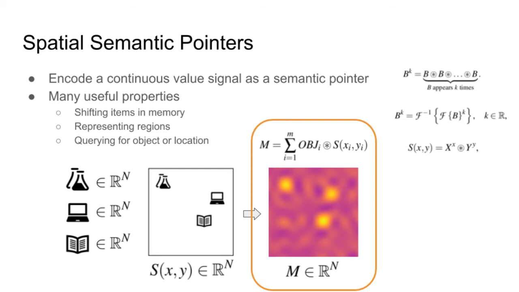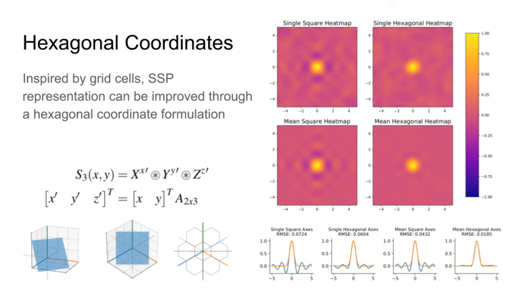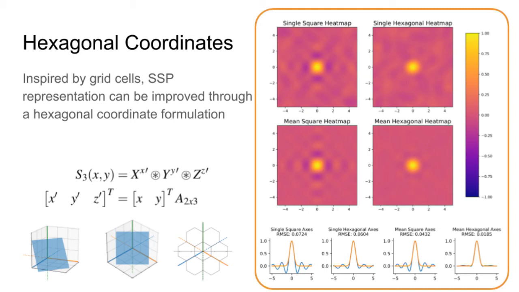One improvement to the SSP formulation that this paper introduces is defining the representation in terms of a hexagonal coordinate space. This idea is inspired by the hexagonal structure of grid cells and shows an improvement in the representation of 2D coordinates. Each heat map shown is formed by comparing the similarity of the representation for the 0,0 coordinate with all other coordinates. There is a reduction in noise and other artifacts for the hexagonal formulation.